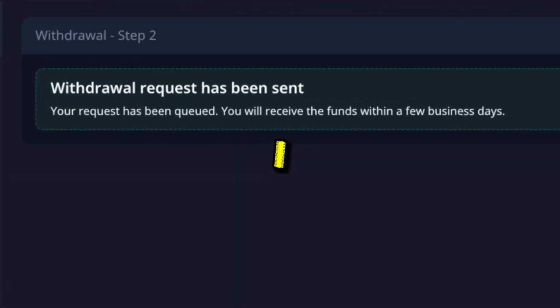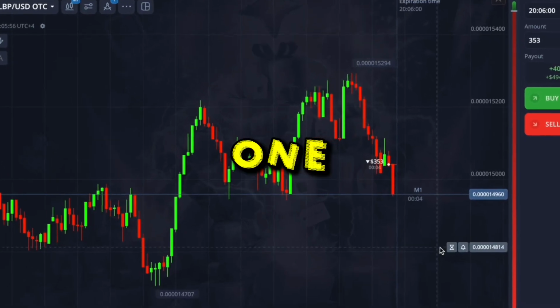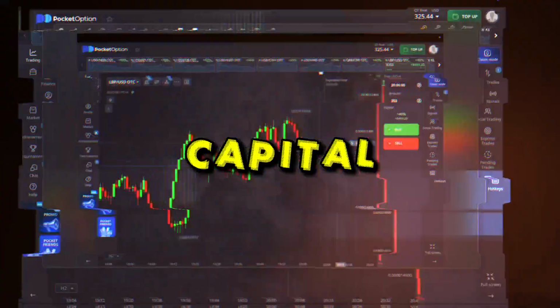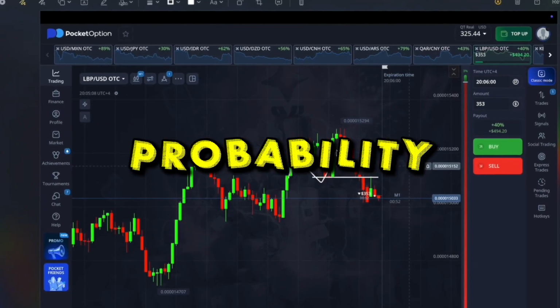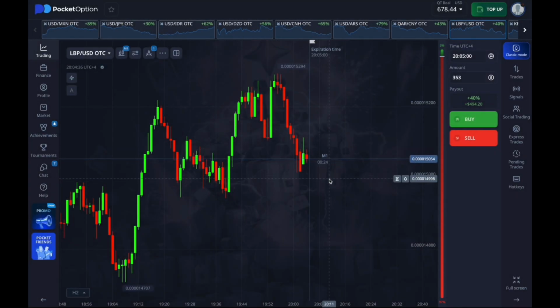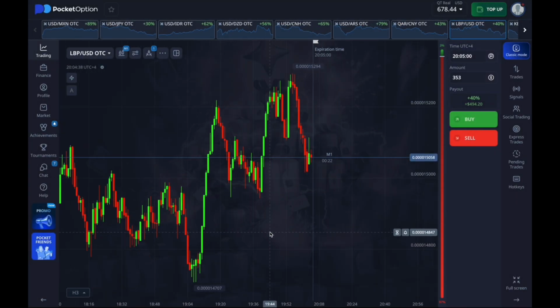Before I show you how I withdraw my profits, I'm going to take one single trade today and I will be using 50% of my capital. Why? Because I've spotted a high probability breakout setup that looks good and I cannot ignore this. As soon as the candle closes, I'll be taking a put entry right at the opening of the next candle.